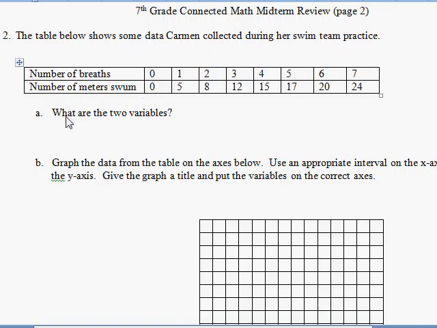The first question is asking us, what are the two variables? They gave us the two variables. They're right there, so this is nice and easy. Number of breaths and number of meters swum.